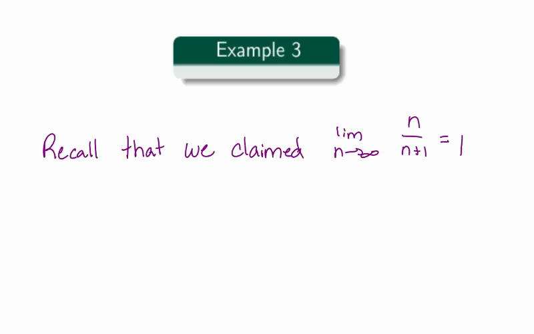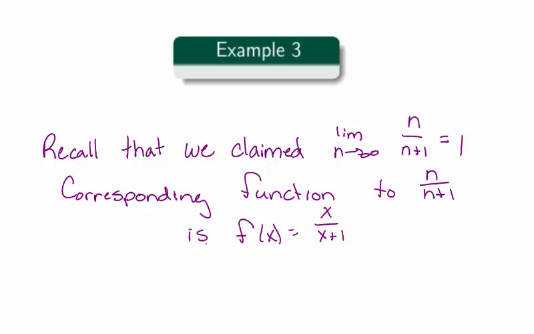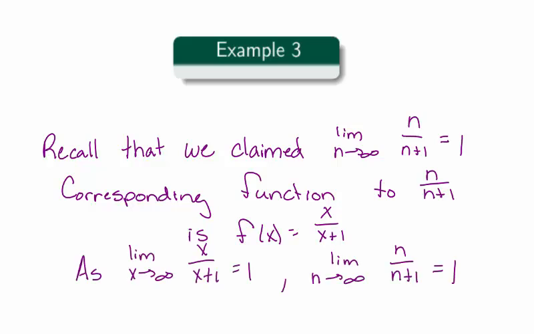Example 3. Recall that we claim that the limit as n goes to infinity of n divided by n plus 1 equals 1. The corresponding function to the sequence n divided by n plus 1 is f of x equals x divided by x plus 1. As the limit as x goes to infinity of x divided by x plus 1 equals 1, it follows that the limit as n goes to infinity of n divided by n plus 1 equals 1.